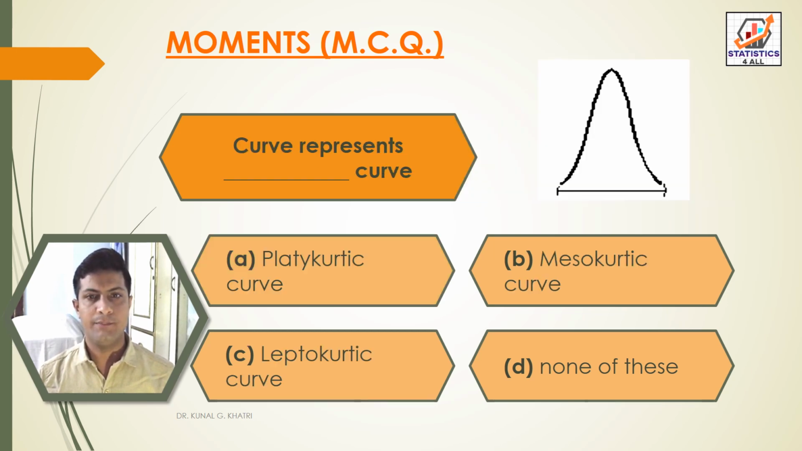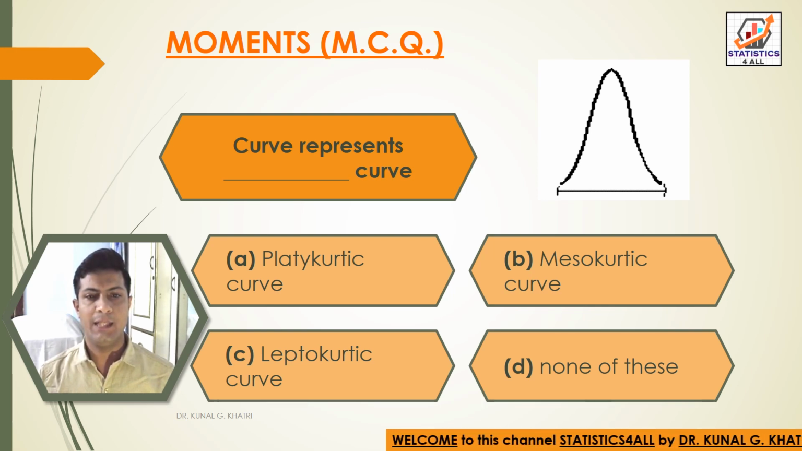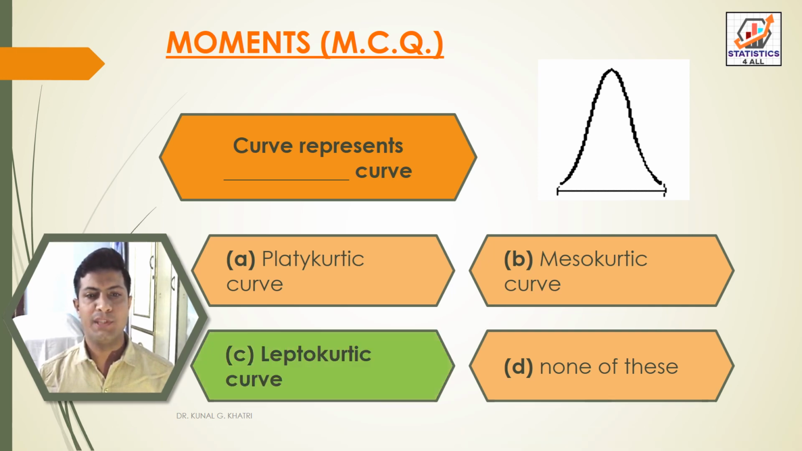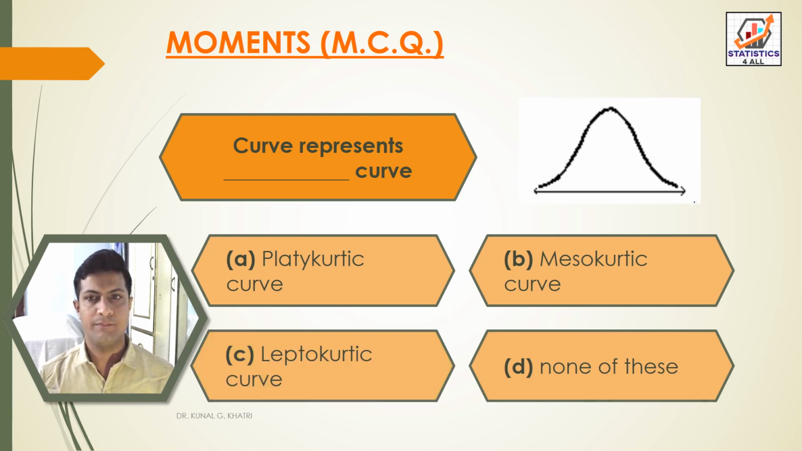Next question. This curve represents dash curve. Option A platykurtic curve, option B mesokurtic curve, option C leptokurtic curve, and option D none of these. So here we have answer option C, this is leptokurtic curve. The curve represents leptokurtic curve.